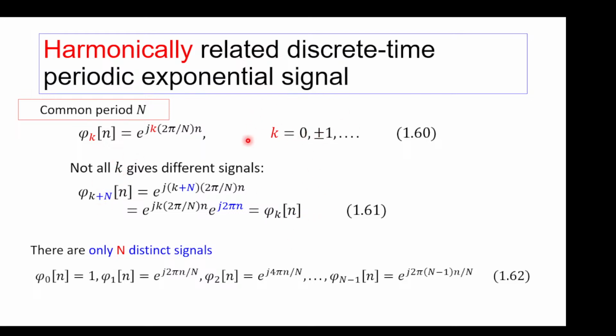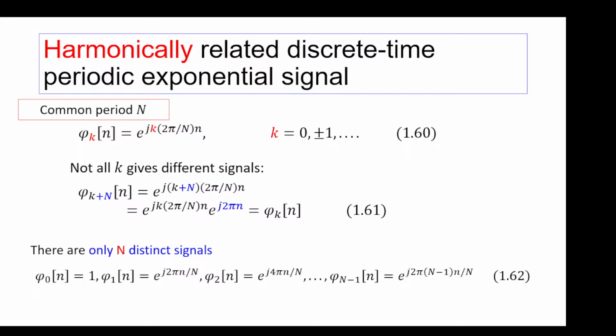So your k is also periodic, because if you increase k by big N, then you get back the same signal. So there are actually only big N different signals, only big N different k that give you a different signal. How you count them is really arbitrary, but this is a good convention. Usually you count k from 0 to N minus 1, but sometimes it will shift a little bit.